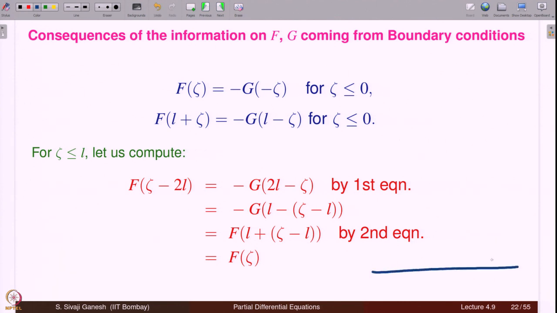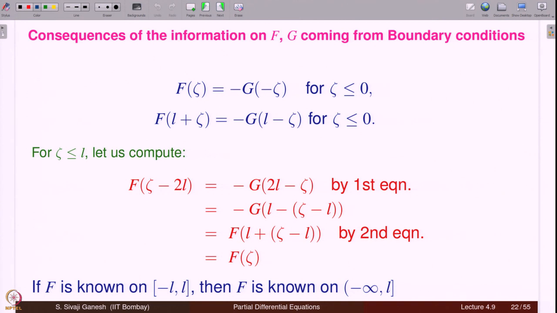What does that mean? We have L here, okay. Take any zeta and take zeta minus 2L. The values of capital F are the same. It means it is a periodic function on the left side of L. So, if you know the value of capital F on this interval minus L comma L, you know the values everywhere, every negative number, thanks to this relation. Okay, this follows just from the boundary conditions. So, if F is known on minus L comma L, then F is known on minus infinity to L.